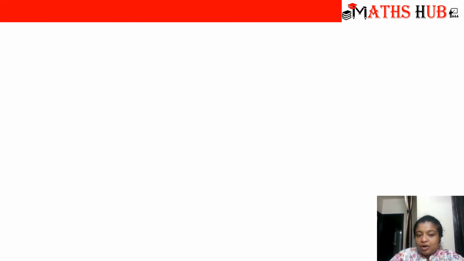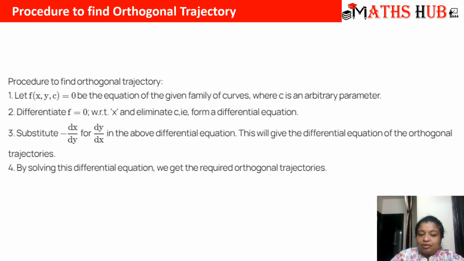Right? So the working rule says that first of all, from the given family of curves, frame the differential equation, and we know how to frame a differential equation. We need to eliminate the constant c by taking the derivative, and by eliminating c we will be able to get a differential equation in terms of dy by dx, right? So now in the next step, what is to be done? We will replace dy by dx with minus dx upon dy.